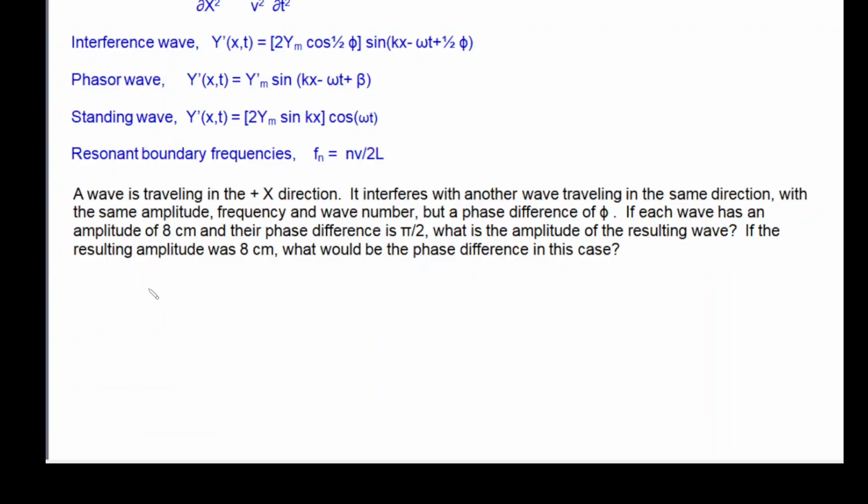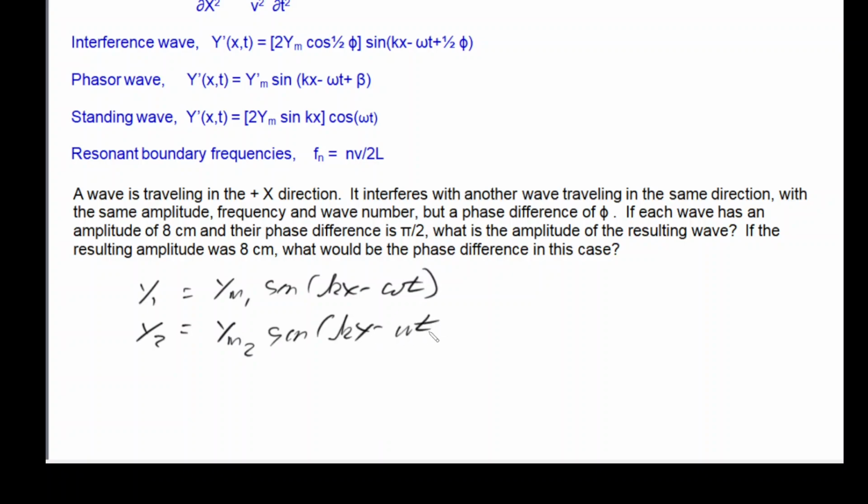So let's look at our two waves. We'll call wave 1, we'll describe that as equal to y m1 times the sine of kx minus omega t. And we'll say wave 2 is equal to y m2 times the sine of kx minus omega t plus a phase difference of phi. And we're given that y max of 1 is equal to y m of 2, which is equal to 8 centimeters.